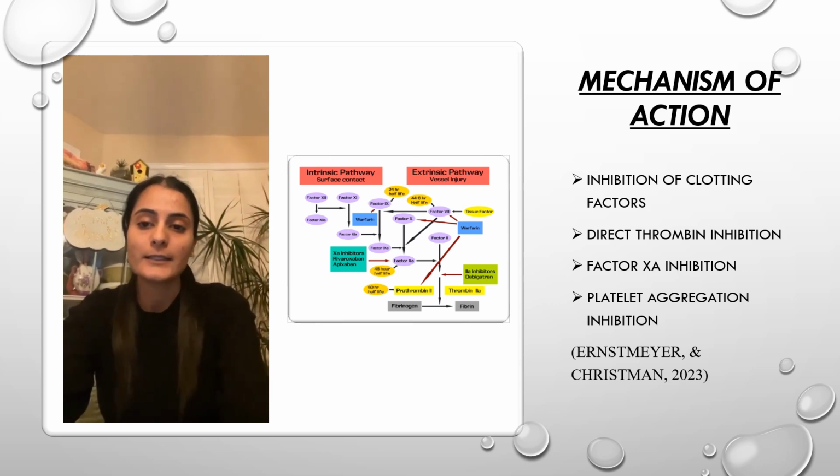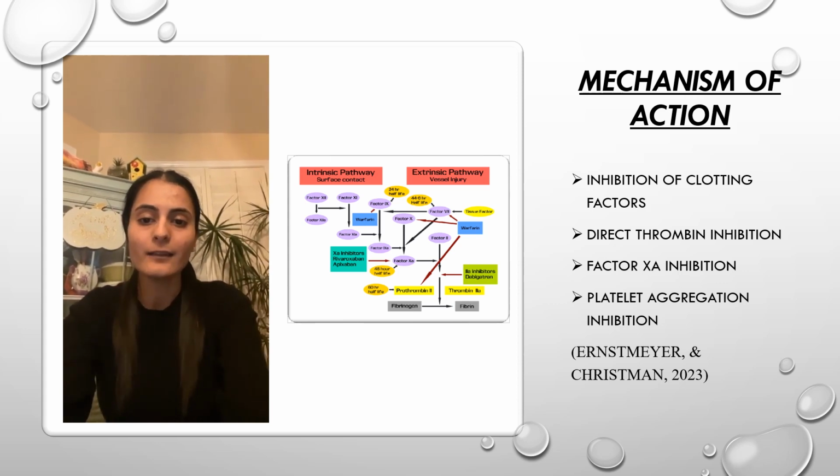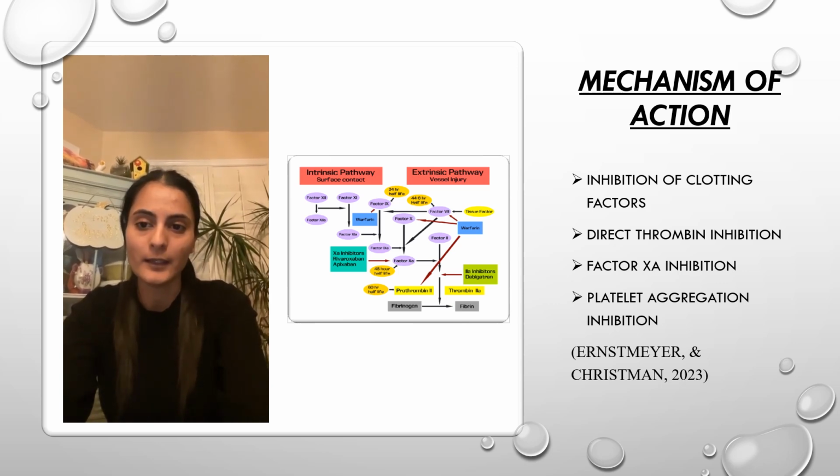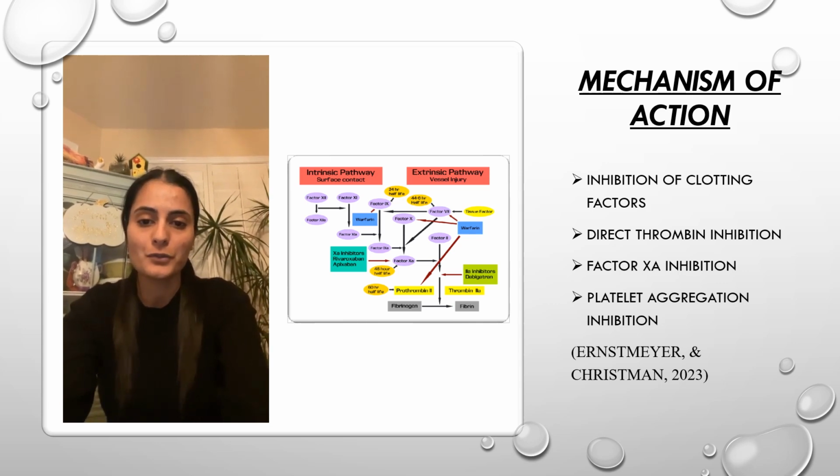Third is the factor 10A inhibition. So anticoagulants such as apixaban target factor 10A, directly inhibiting this enzyme, which plays a pivotal role in the clotting cascade. By inhibiting factor 10A, these drugs reduce the generation of thrombin, thus slowing down or preventing clot formation.